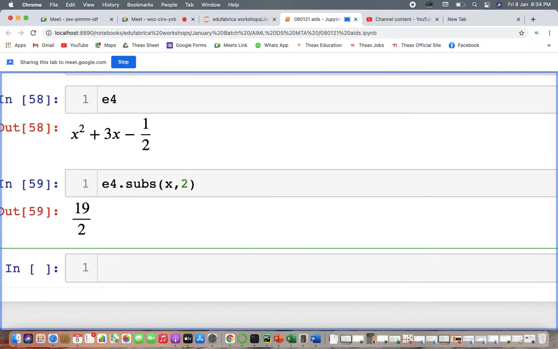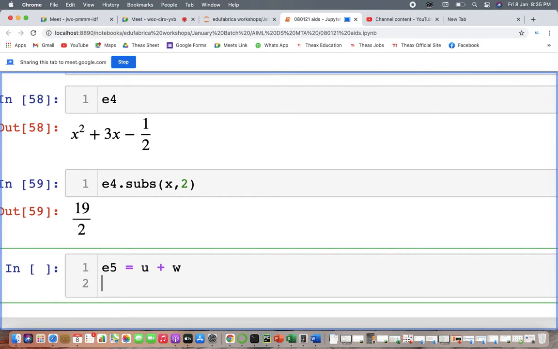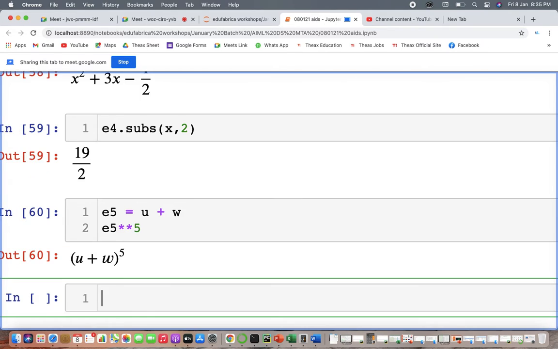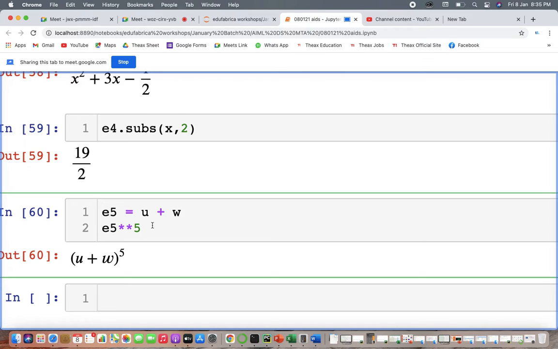Alright, till here I guess is clear to you, right? Now in some algebraic forms, when you have expressions, like there is an expression E5 which is equal to u plus w. Now E5 to the power of 5, u plus w to the power of 5. What will be the value? Anyone knows? So, can we do this?